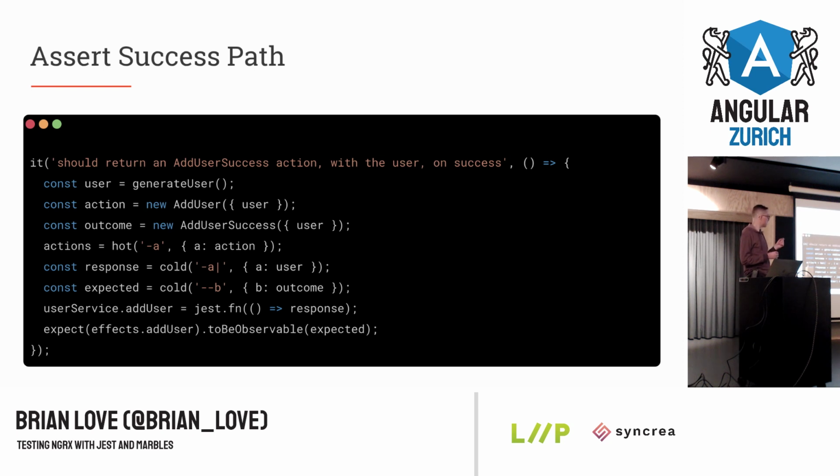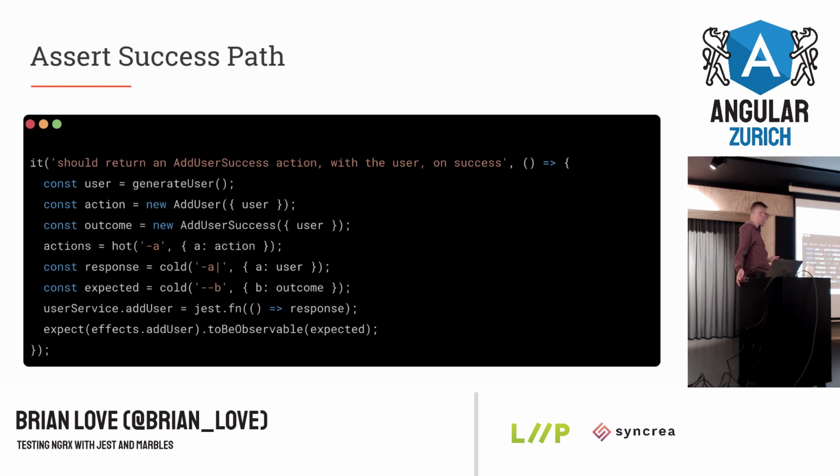The second argument to the hot function is where I can actually tell the observable, the mock, if you will, what value to put in those placeholders, right? So in this instance, I'm going to say create an observable stream that after 10 frames emits a value that is this action, which is the add user. So what I'm doing is mocking out the NgRx action stream, right? And I'm saying after some time, the add user action is dispatched.